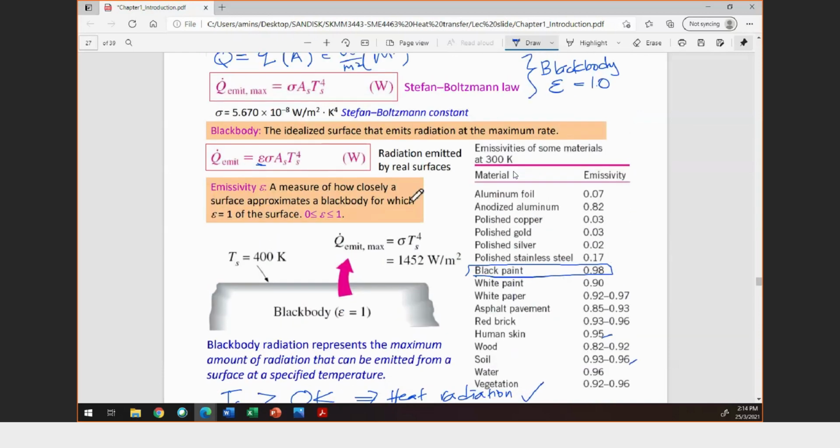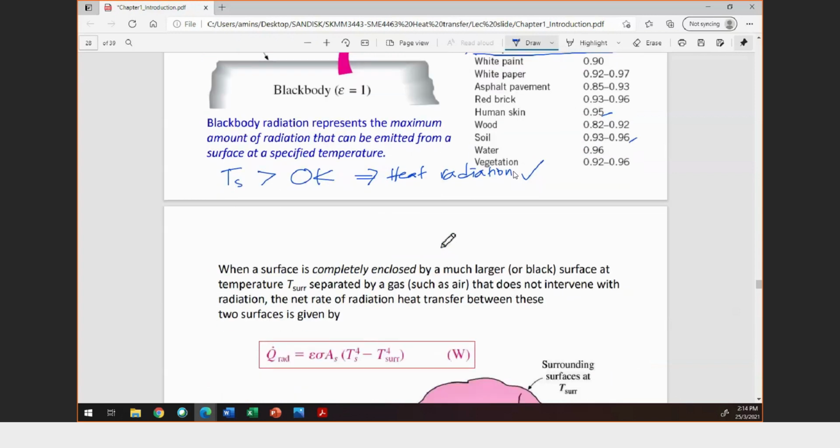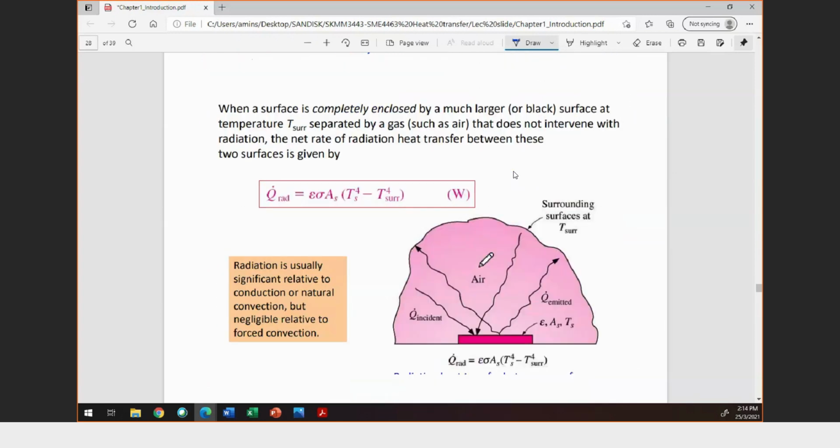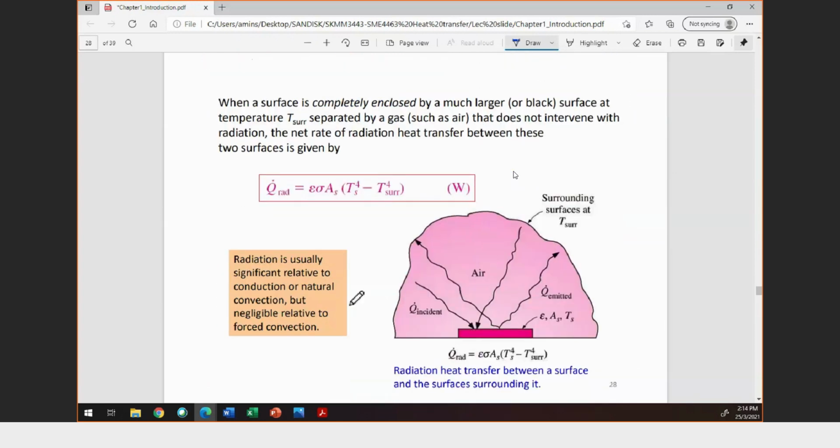So this equation is basically for a single surface. What happens when you are dealing with multiple surfaces? For example, imagine this is a room. You have an object that produces radiation because its temperature is higher than the surrounding.